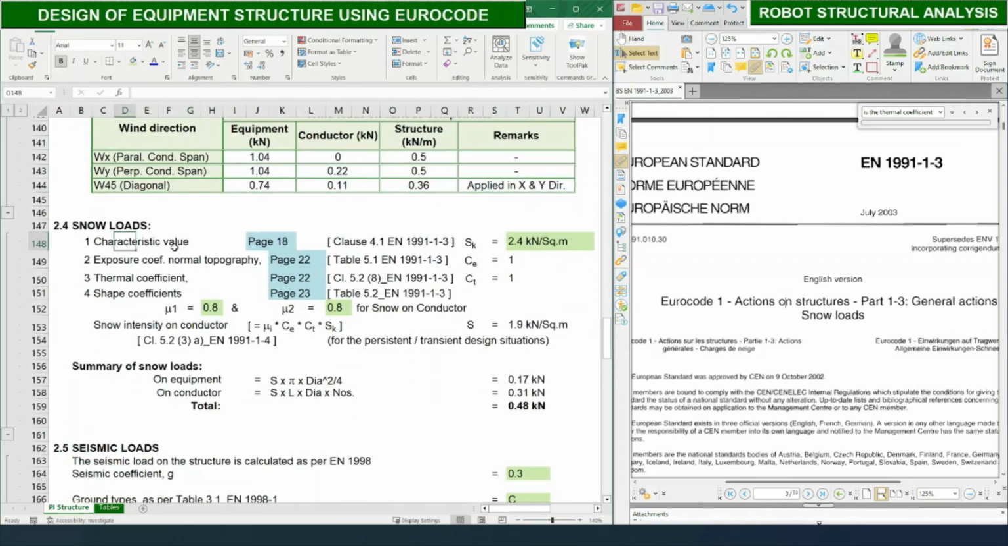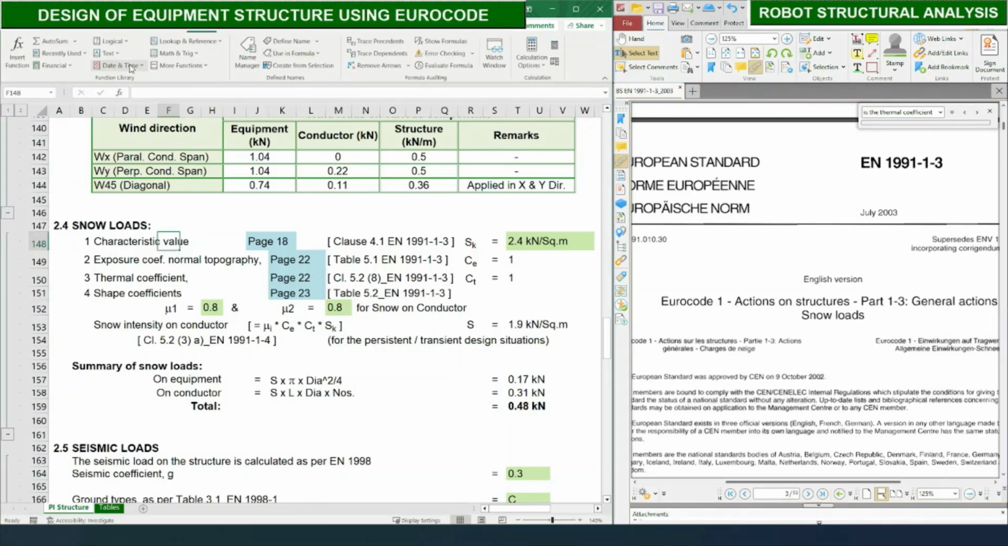So for the snow load calculation, we need to refer to European standard EN 1991 part 1 section 3. First, the characteristic value of snow loads we need to find out from the technical specifications, or it can be received from the customer. On the left-hand side you can see an Excel sheet which we are working on for the load calculations.